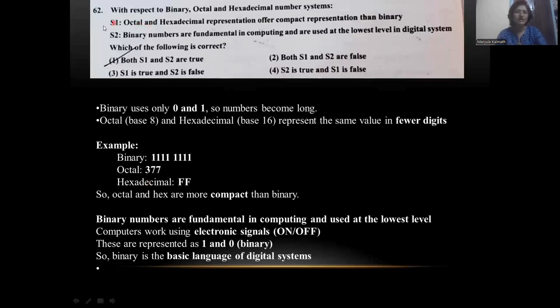S1 is correct here. We have to move to S2. Binary numbers are fundamental in computing and are used at the lowest level in digital systems.